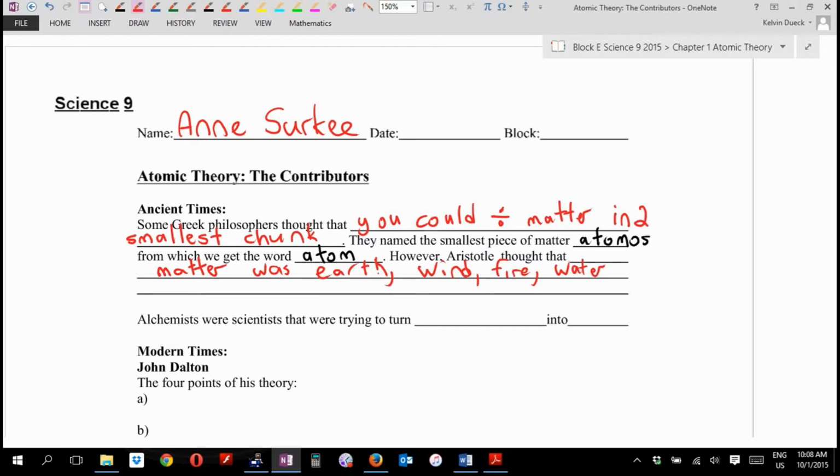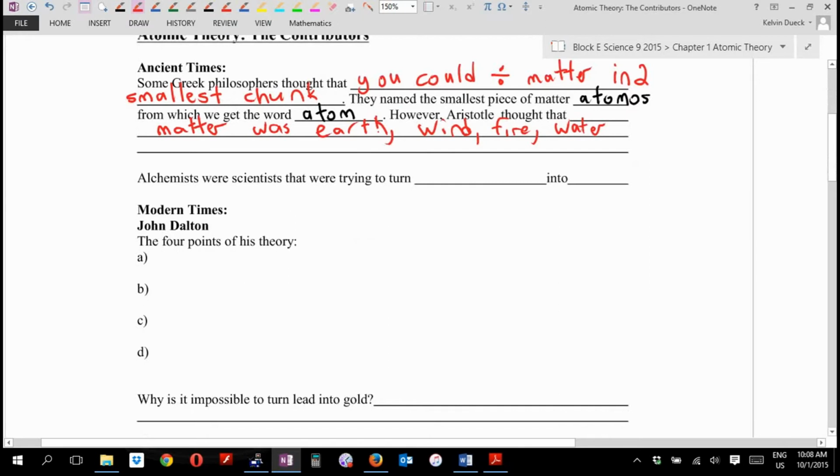But at the time, they didn't do anything like a scientific method with hypothesis and experiment and prove or disprove or anything like that. They just tried to reason it out and they ended up with the wrong conclusions. Then we had the alchemists. These were scientists trying to turn what into what?